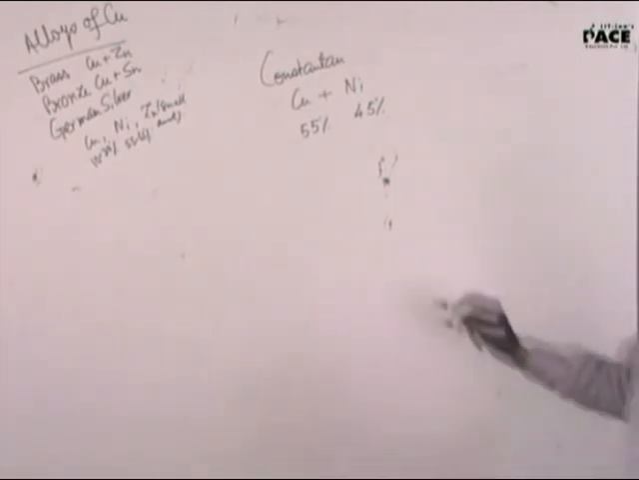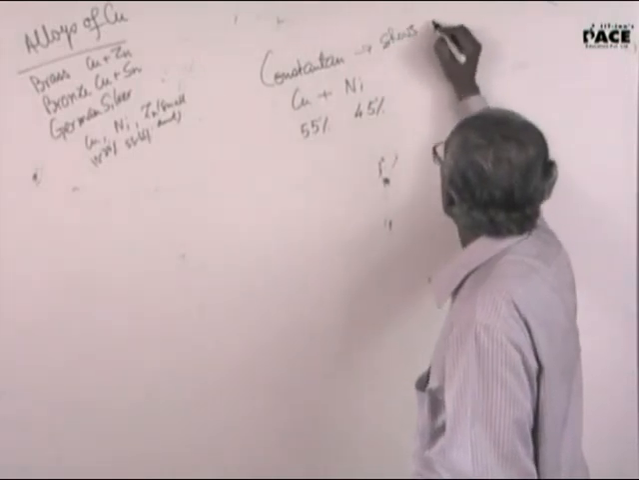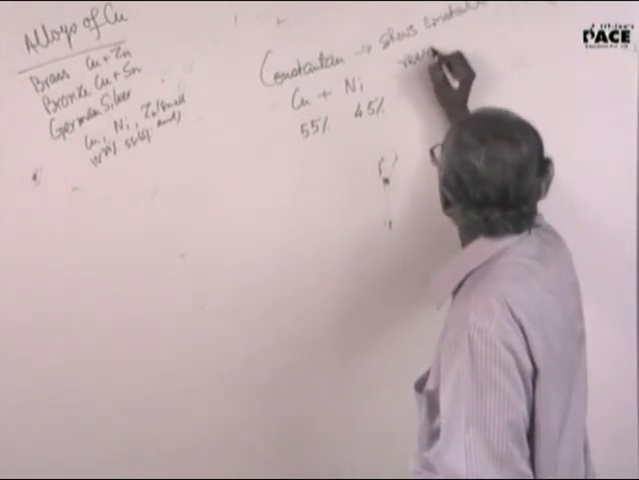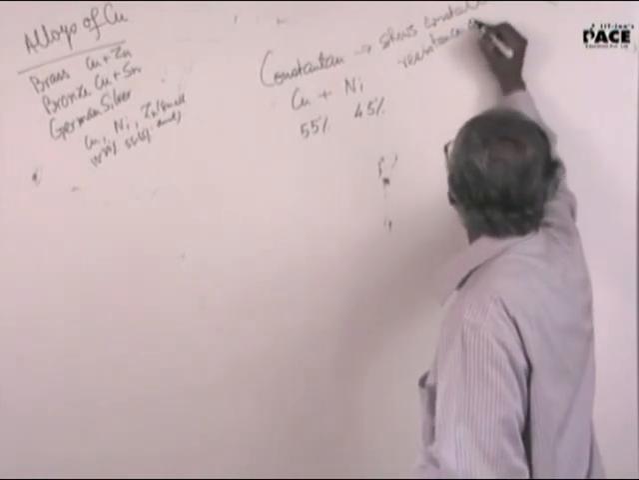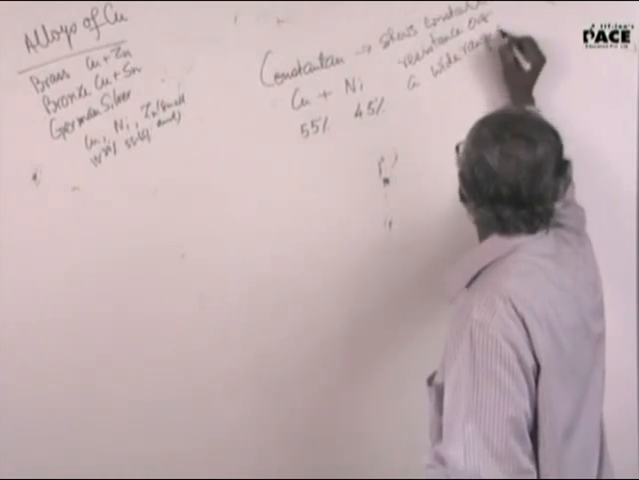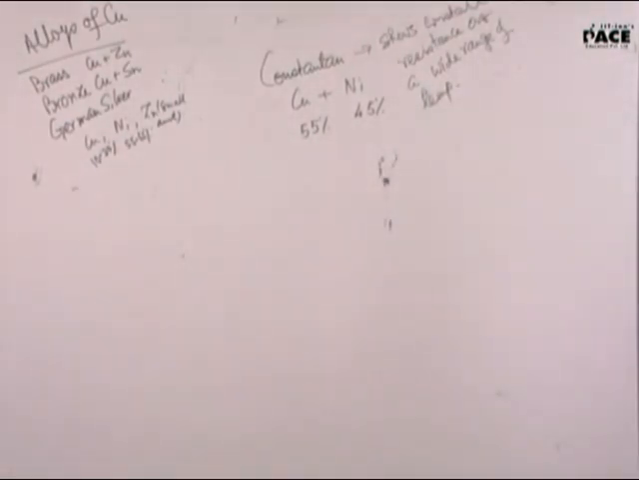It's a very useful alloy. The constantan is very useful because it is used in making resistance boxes, because this alloy does not change its resistance over a wide range of temperature.